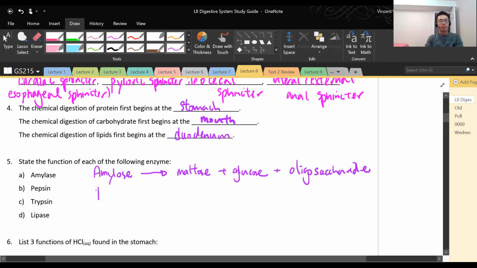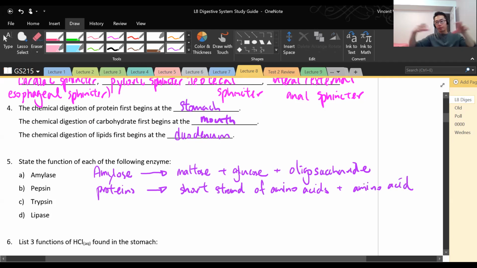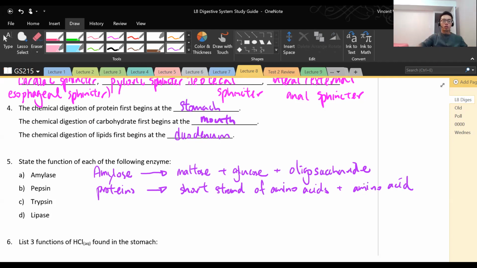Pepsin is gonna break down proteins into short strands of amino acids, right? Plus maybe some individual amino acids as well. Okay, like the picture I showed you, right? Think of the very long chain of circles, and then you just kind of randomly chop it in different places. Okay.